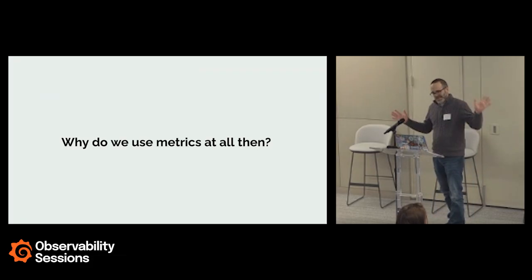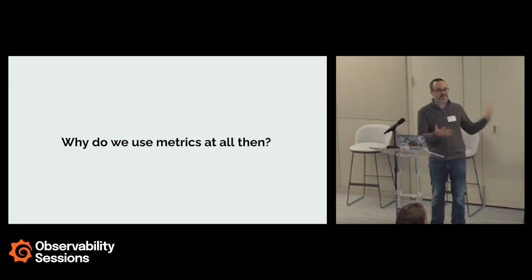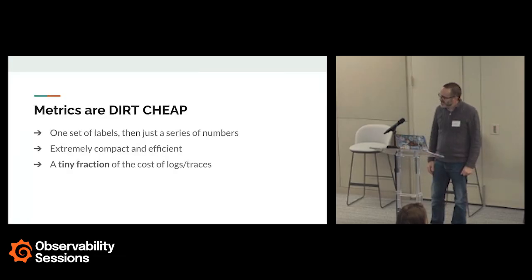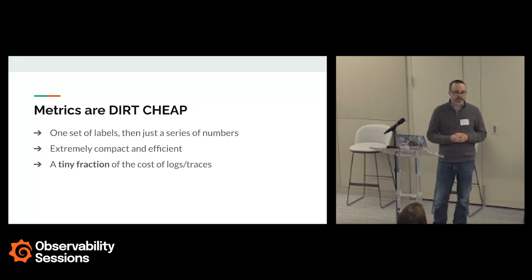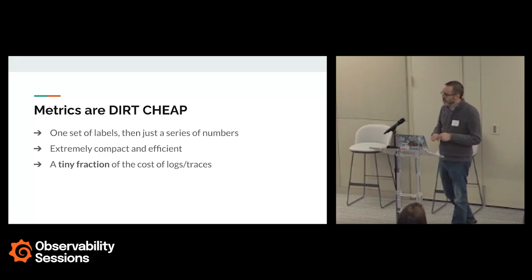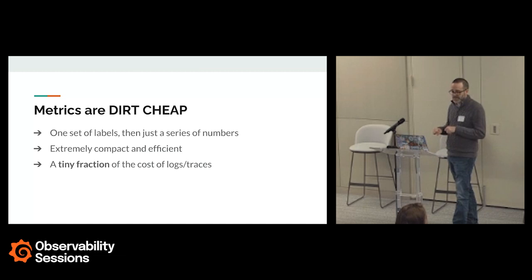Okay, so you're going to ask, why would we ever use metrics? Obviously, the other solution is much more flexible, right? The answer is the cost discrepancy is ridiculous. Metrics are absurdly cheap when you compare them to the cost of storing high cardinality wide events. It's just a really compact representation.